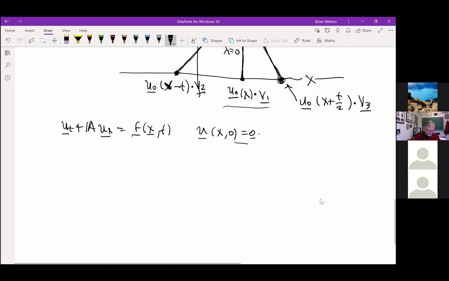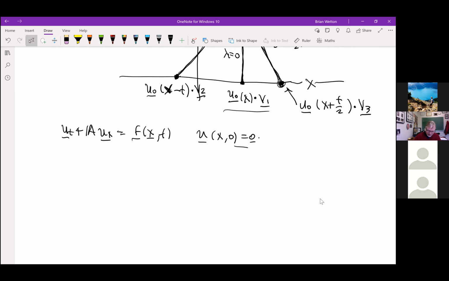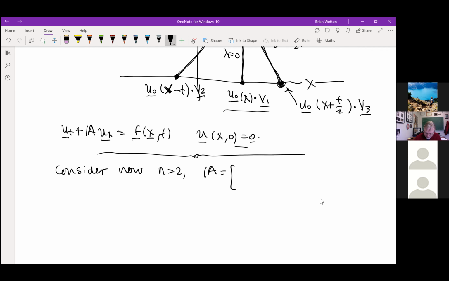Vector case. So I'm going to pick a particular example of a symmetric A that's going to lead us to the standard wave equation, which many of you have seen before. Many, maybe all. So let's consider now the n equals 2, A is equal to 0, 1, 1, 0 case. This is going to lead us to the standard wave equation.